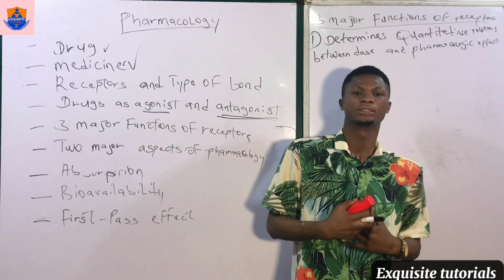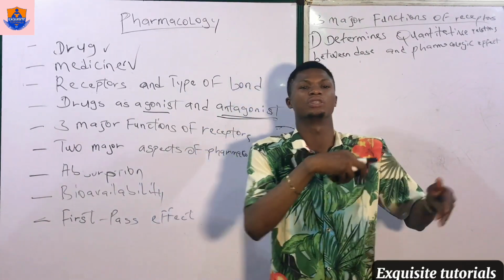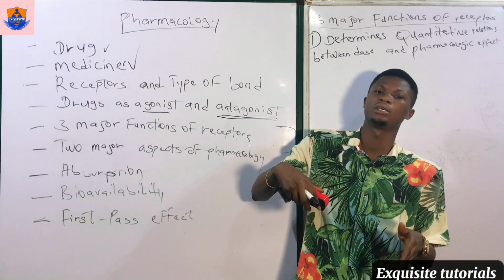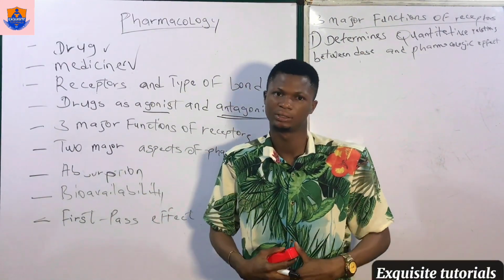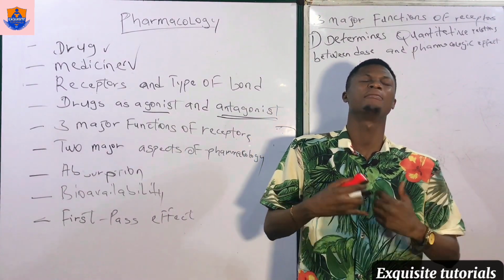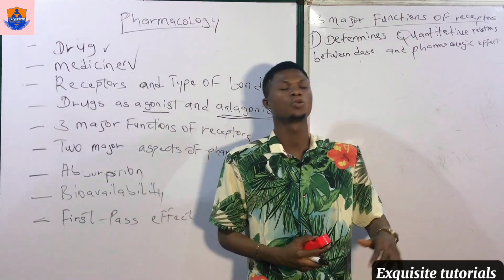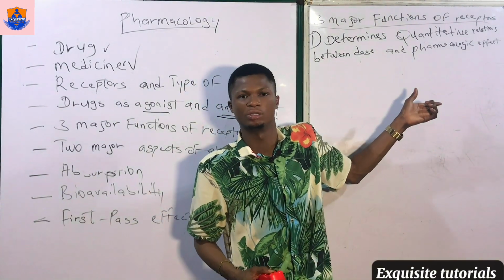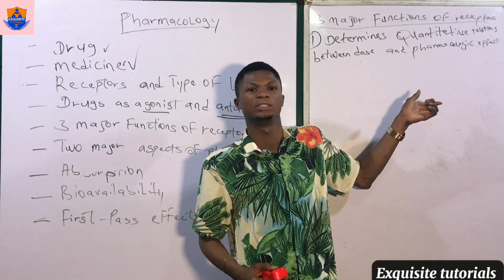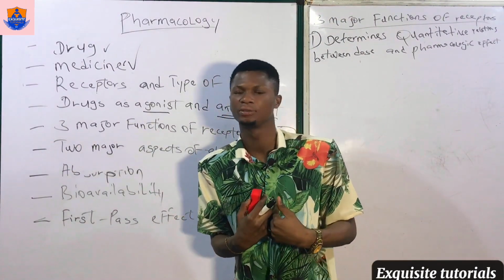Now, in the body there are numbers of receptors responsible for a particular thing. These numbers of receptors require an amount of drug, which we call dosage or concentration of drug, to bind to all the receptors to ensure that there is effectiveness. Okay, let me give you a layman explanation.